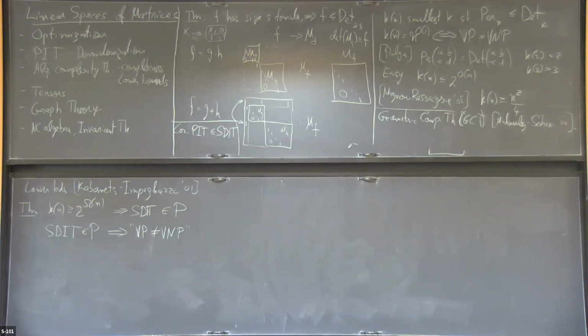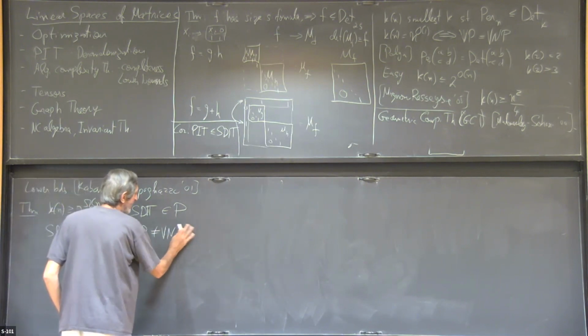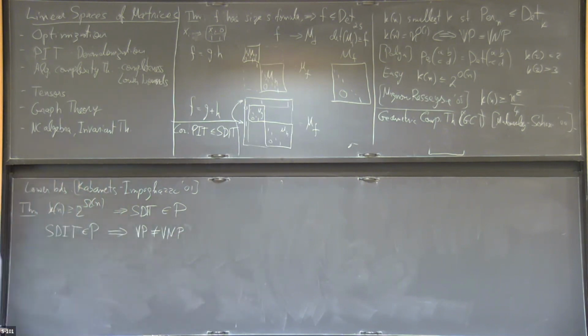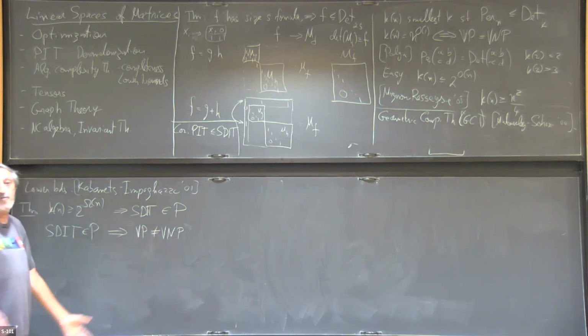You can separate, in fact you can exponentially separate, VP and VNP. Now, I put it in quotes. So what does this mean? It means that there is an alternative, which from the point of view of any complexity theorist is just as good. Either you prove this lower bound, so permanent is much harder than determinant, or you prove another lower bound.